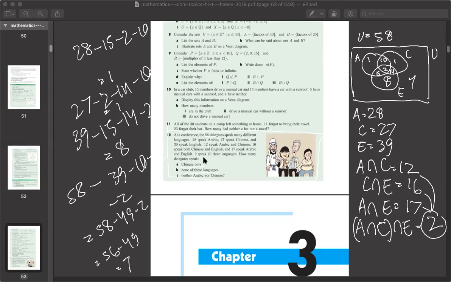Okay, so how many delegates speak Chinese only? 1. How many delegates speak none of these languages? 7. How many delegates speak neither Arabic nor Chinese? Basically, it's anything that's outside of these two circles. So that includes this part and also this part. So that means 8 plus 7, which equals 15. Okay, that's it. Pretty easy.